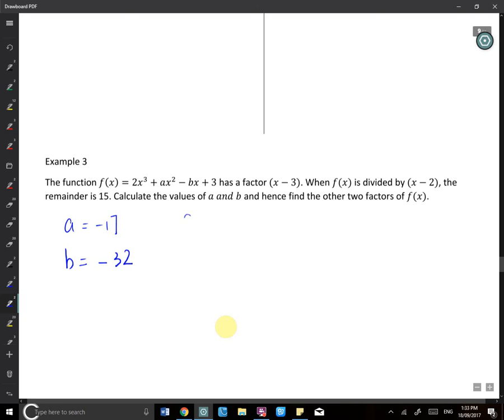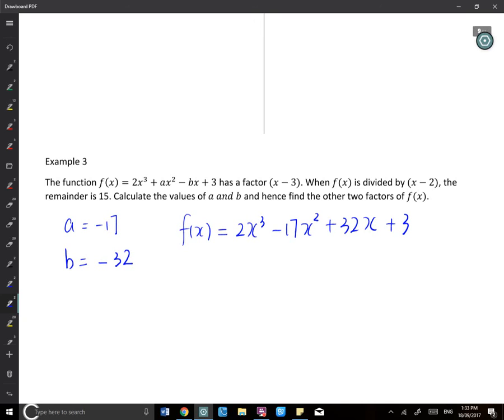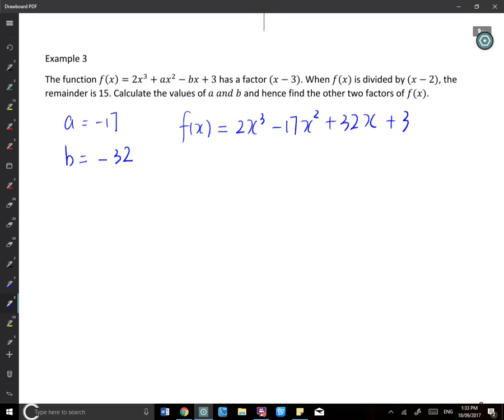Okay, so what is f(x)? f(x) is 2x cubed minus 17x squared, okay, minus b, so minus negative 32 is a plus 32x, and plus 3. I've solved that on the previous page, and that's a new page. So what we have is f(x) is actually that.